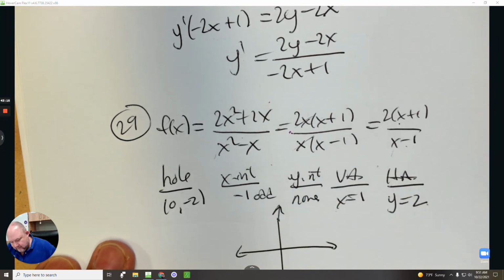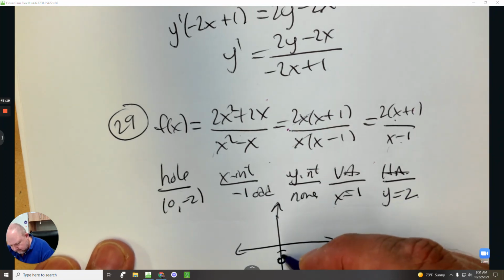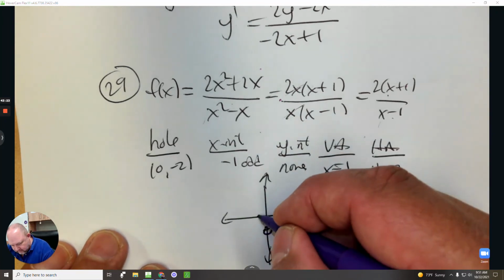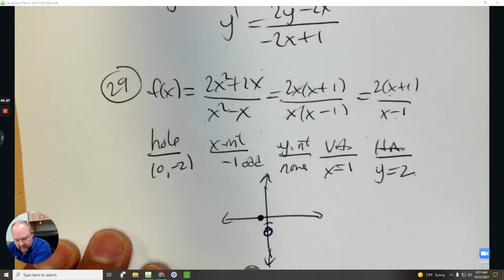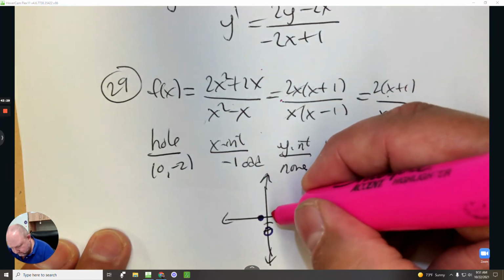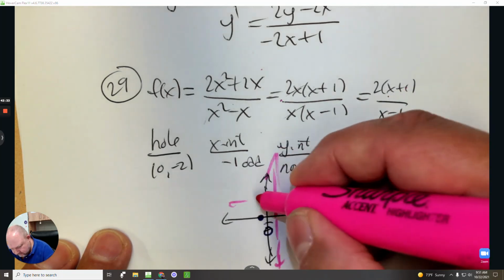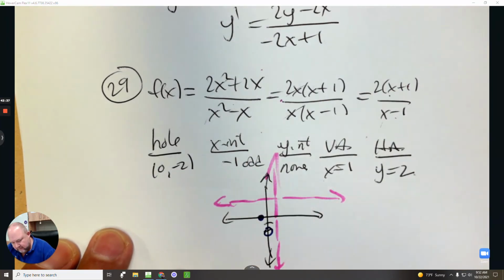So at 0, negative 2, that's a hole. The x-intercept's at negative 1. There's an asymptote at 1. There's a horizontal one at 2. And then sketch what this would look like.